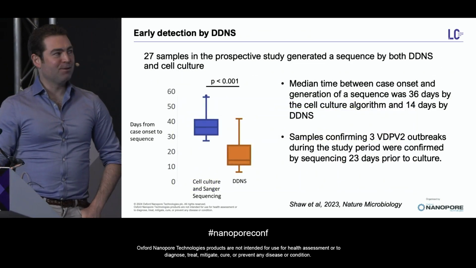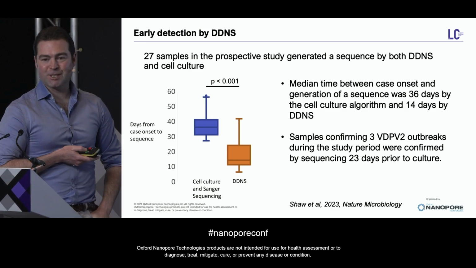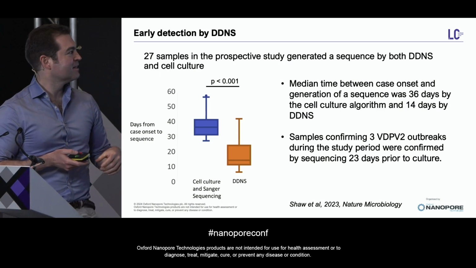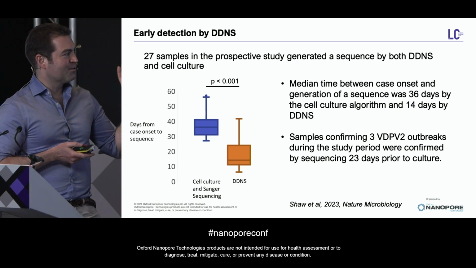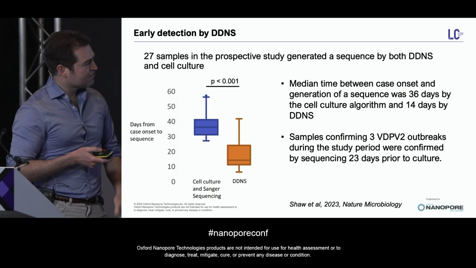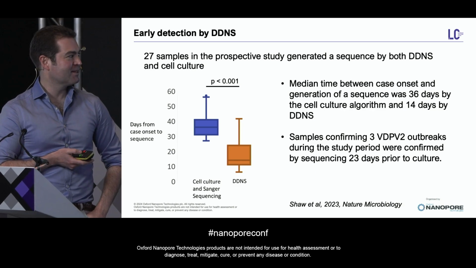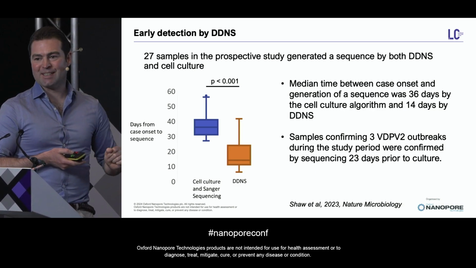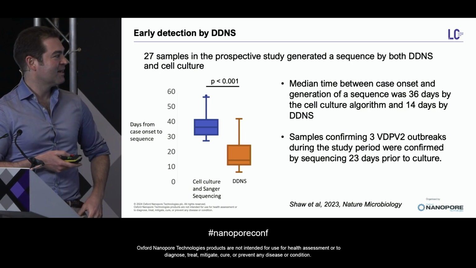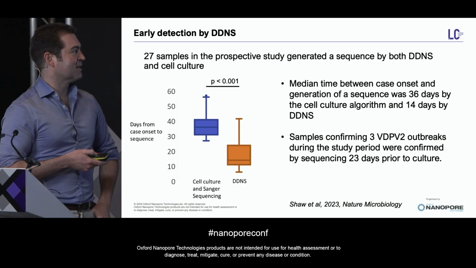And also, we were on average getting the sequence in about 14 days. So that's from the stool arriving in the lab to getting a sequence. Far quicker than the average. This was about 4 or 5 weeks almost by the regular algorithm at that point. So we were saving 23 days that they could have got advance notice that there needed to be a response. And that can have a lot of implication for how many cases are generated during that time period.